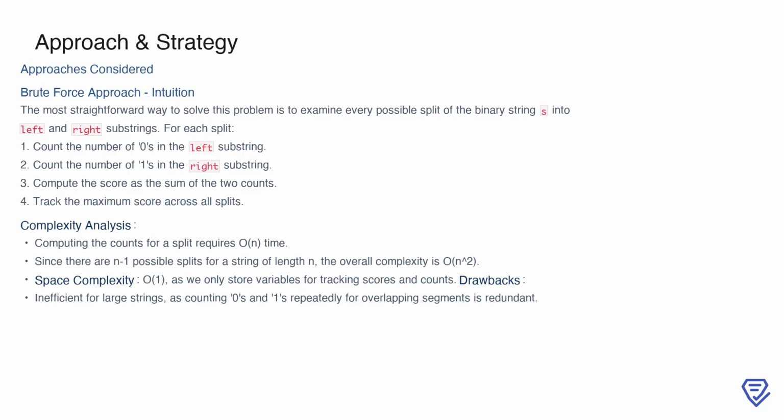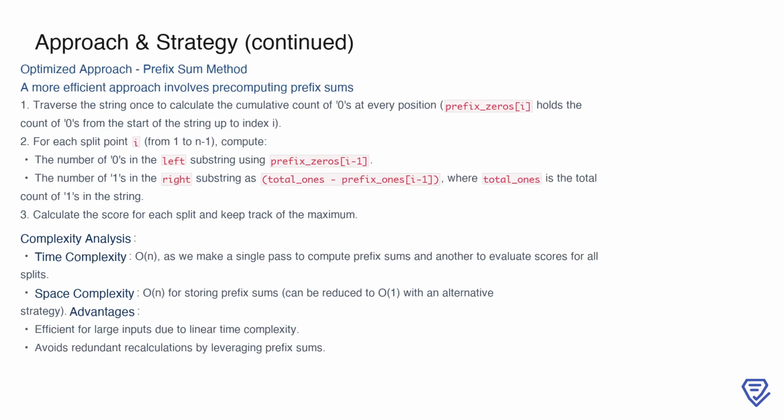While this approach is straightforward, it has a significant drawback. For each split, we must recount the zeros and ones, which leads to a time complexity of O(n) per split. Since there are n-1 possible splits, the overall complexity becomes O(n squared). This is inefficient for larger strings. While the space usage is minimal at O(1), this method is not scalable due to its high computational demands. A more efficient approach leverages the prefix sum technique to pre-compute useful information, avoiding redundant recalculations.